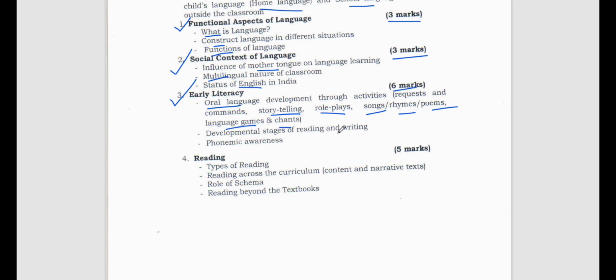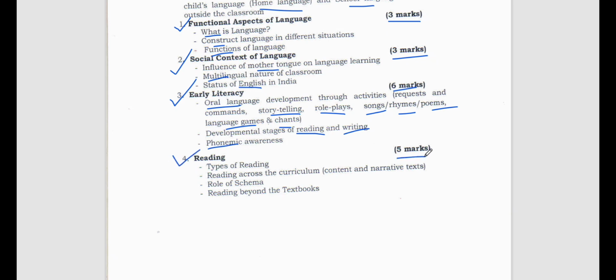Then developmental stages of reading and writing. So what are the developmental stages of reading and writing? You know that there are 4 language skills, right? Listening, speaking, reading, writing. So here they are talking about developmental stages of reading and writing. All right, that you have to keep in mind. Now phonemic awareness. Whenever you hear the word phone, you should be able to understand that it has something to do with sound. Phone means sound, phonemic means related to sound, oral.